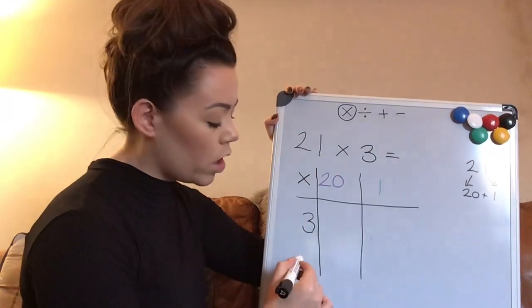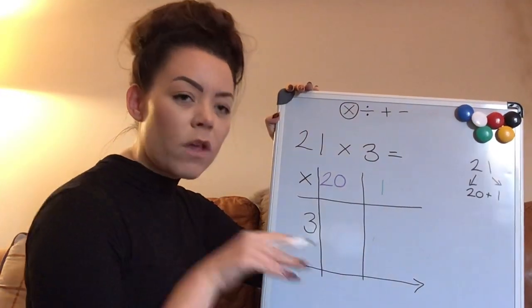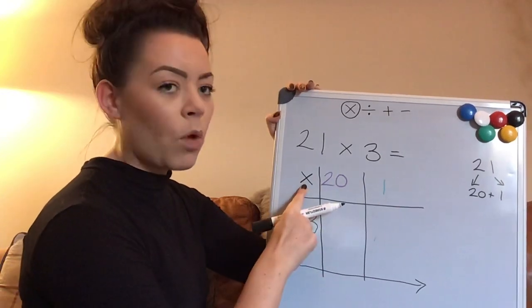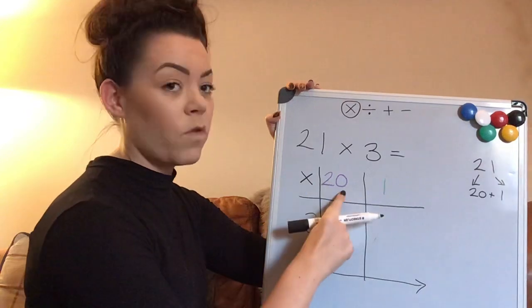Again, remember, you're reading across like that, so otherwise you'll get jumbled. So you're reading across the grid. I'm going to start with 3. I'm going to do 3 multiplied by 20. 3 lots of 20, 3 times 20.